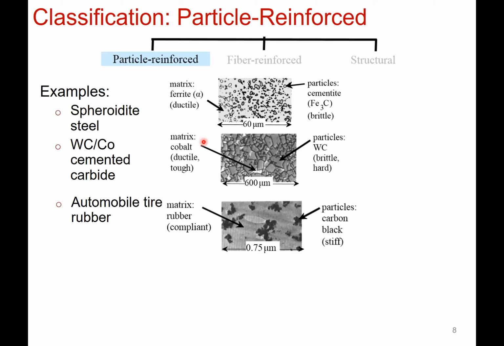Here's another example of a metal matrix. So cobalt, it's ductile, it's tough, so the area under the stress-strain curve is much higher than that of the particles, which are hard and brittle, but of course have increased strength. Here's another example of automobile tires, where the matrix is rubber and you can add carbon particles. It's called carbon black because there are little particles of carbon that will add stiffness and increased strength to the rubber matrix.